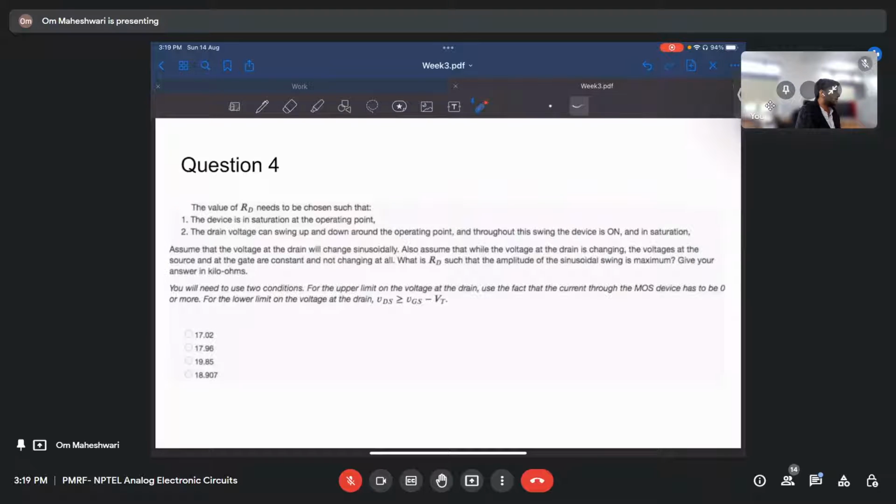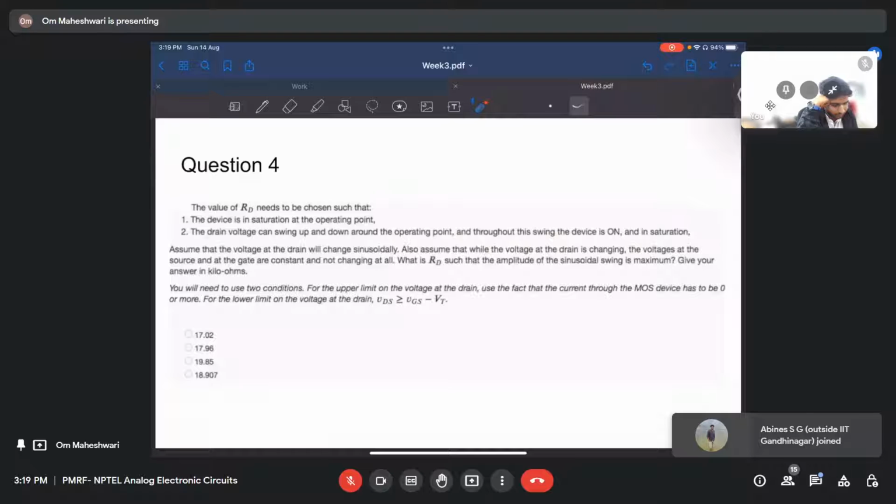So let us look at this question now. It is a very interesting question. What we need to do is find the value of RD such that the device is in saturation and the drain voltage can swing up and down around the operating point, and throughout this swing the device is on and in saturation. I'll tell you what this means. What else is written? Assume that the voltage at the drain will change sinusoidally, and the voltage at the source and gate are constant and not changing.